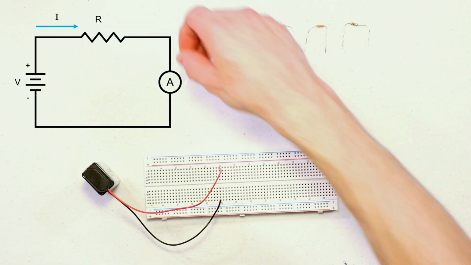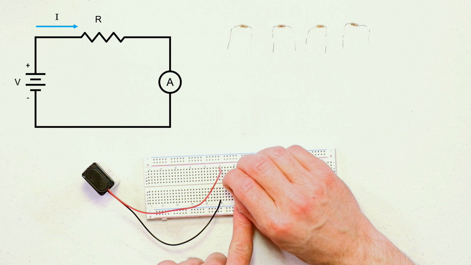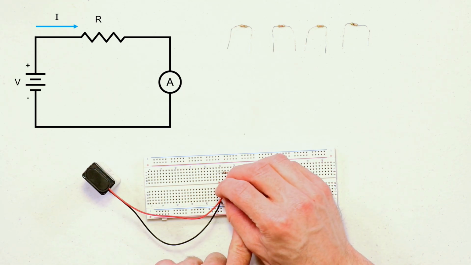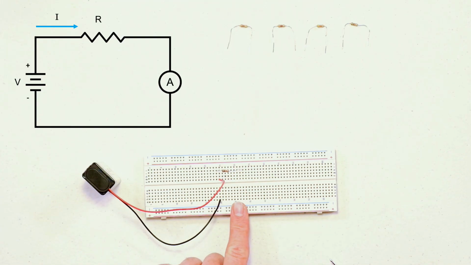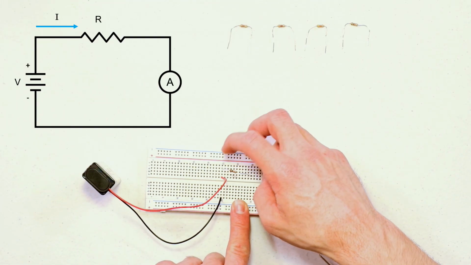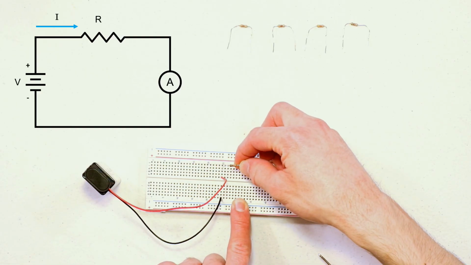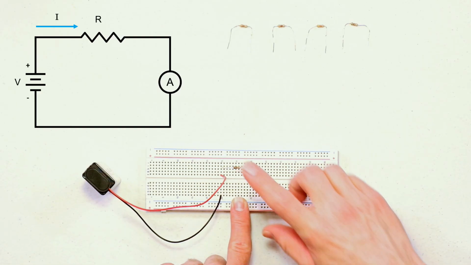Then we need to have one of our resistors, so I'll place one end of that in the same row as the red battery wire. Let me just move this one over here so it's a little easier to see where that's being connected. So these are both in row 25, the red wire and that end of the resistor. And the other end of the resistor is going to go right there.